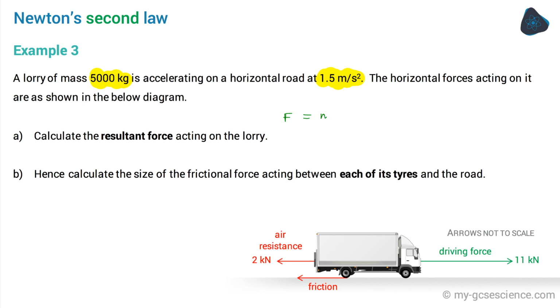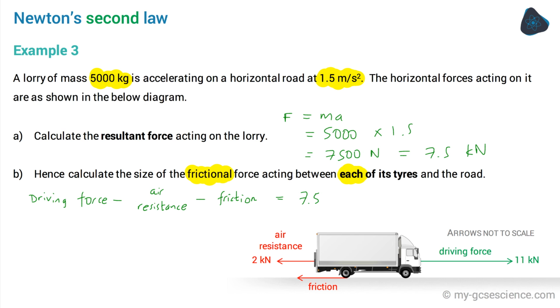We're again just using F equals ma, then subbing in, that becomes 5,000 times 1.5 to give an answer of 7,500 newtons or 7.5 kilonewtons. Part B is quite a lot trickier. As you can see, we need to work out the frictional force between each of the lorry's tyres and the road. We know that the resultant force acting to the right here is 7.5 kilonewtons. That means that the driving force minus air resistance minus the total friction must be equal to 7.5.